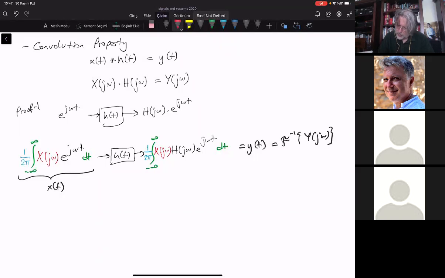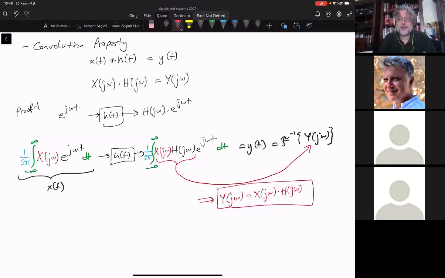And what is that Y of j omega? That Y of j omega is here. Because in that formula of 1 over 2 pi something, integral something times e to the j omega t dt, that something must be the Fourier transform of your signal. The Fourier transform of y of t is Y of j omega. Therefore, Y of j omega must be equal to X of j omega times H of j omega, which was the thing that we were trying to prove.